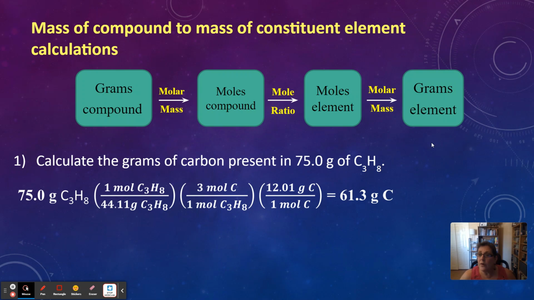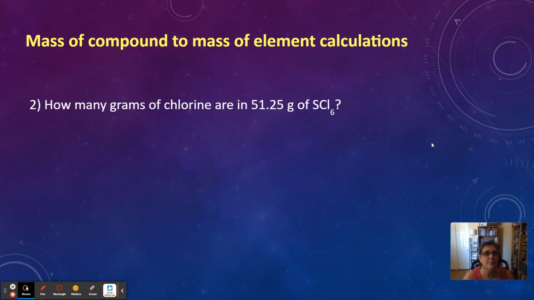Last step, third step, 12.01 grams of carbon over 1 mole of carbon. Moles of carbon cancel out. Molar mass, by the way, is always one of them. You just add up one of them. 1 carbon is 12.01 grams for 1 mole of carbon. We're left with grams, and if you punch that into your calculator, you get 61.3 grams of carbon. All right, good job. So we went from grams to moles to moles to grams, from the compound to the element. Let's try another one.